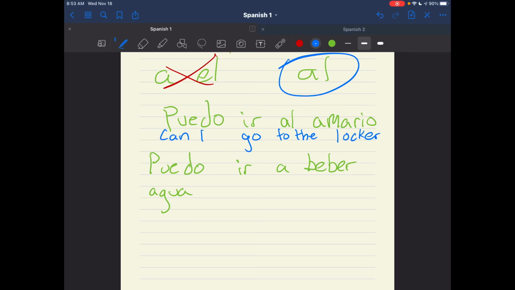Which just means, can I go get a drink of water? I'm sorry, I would do it in the way that I did the top one, but just because English has many more words than the Spanish does, it's kind of difficult. But a drink of water is all of beber agua, okay?